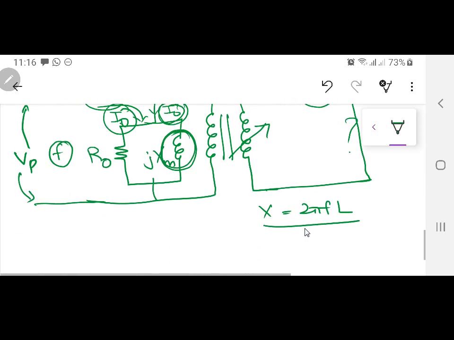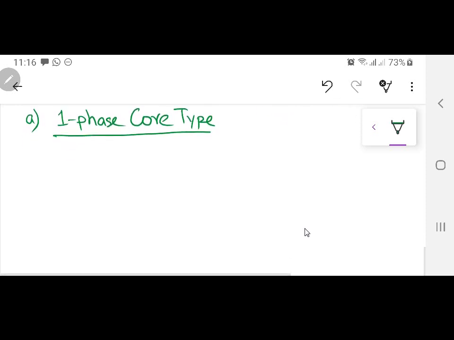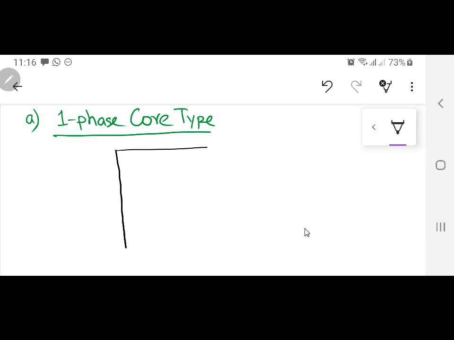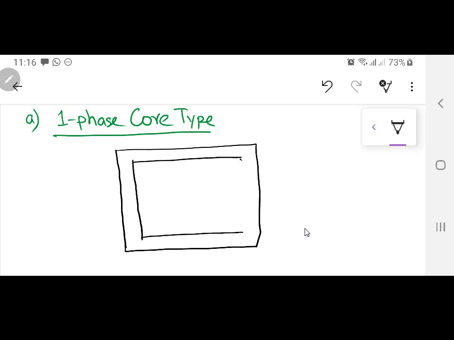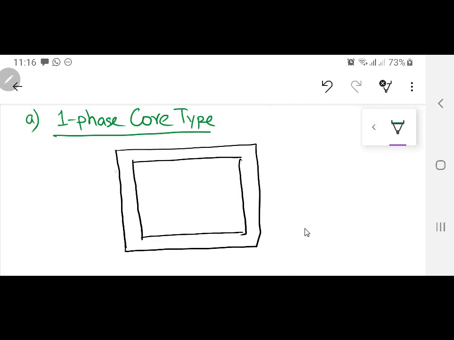Okay, now coming on to the very important thing. The first thing is single phase core type transformer. Now a single phase core type, whenever I am now going to make this a single phase core type, and I am going to use this green color for the low voltage winding.